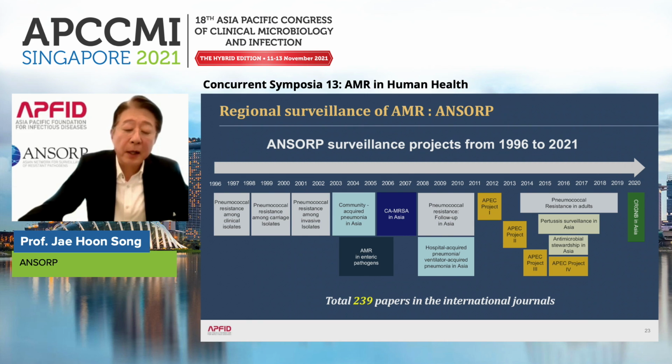The current ANSORP surveillance project is the surveillance of carbapenem-resistant gram-negative bacilli, which will be done for the next 2 or 3 years. Based on these ANSORP projects, we have published more than 200 papers in international journals, and data from ANSORP studies provided relevant and critical information and insight into AMR in the region.